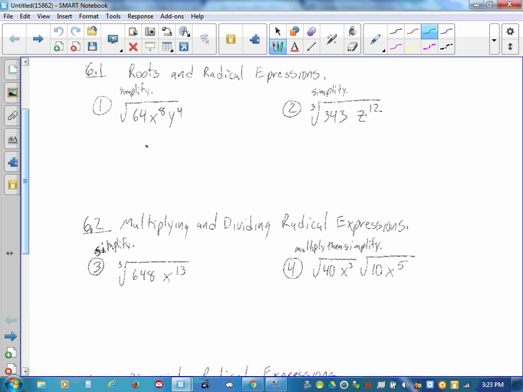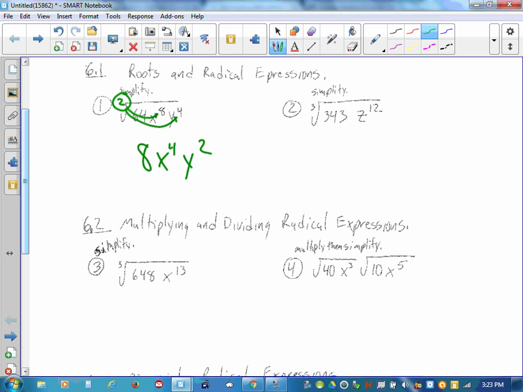So the square root of 64 is 8, and the index for square root is 2. And remember, you take the index and divide it into the exponents. You're essentially cutting the exponents in half. So it's x to the fourth and y to the second power.